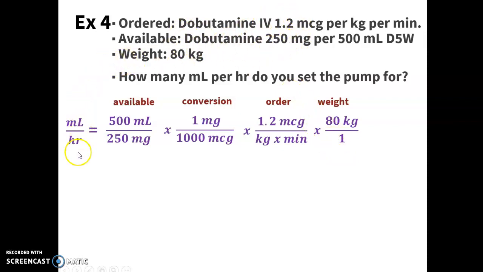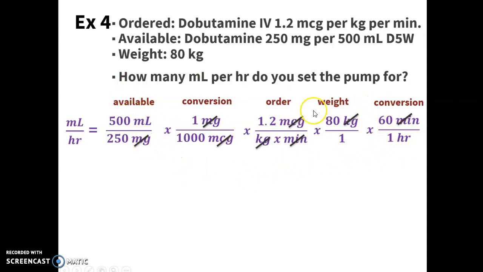Let's go back and look. The desired answer is milliliter per hour. I have milliliter. The milligrams cancel, the micrograms cancel, the kilograms cancel, but that's going to leave me with minute in the bottom, and I need hour in the bottom. So we do need an extra conversion here that takes 60 minutes to 1 hour, so that we can get rid of minutes and get hour in the bottom. Double check all those conversions and cancellations: milligrams cancel, micrograms cancel, kilograms, minutes, it all cancels. We have milliliter on top, hour on bottom, so we should be good to go.